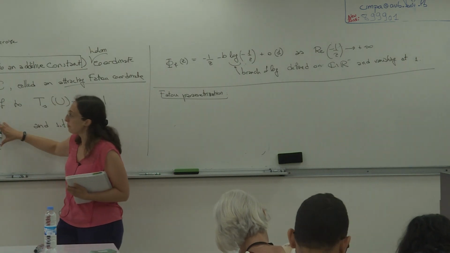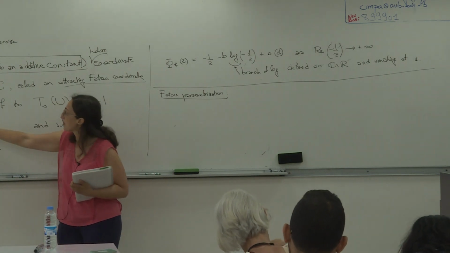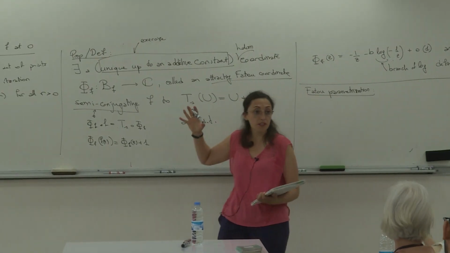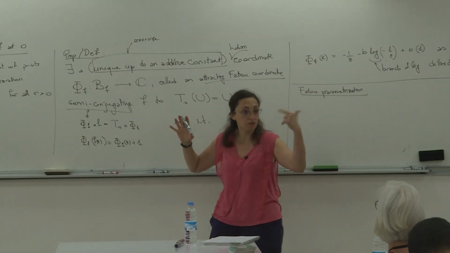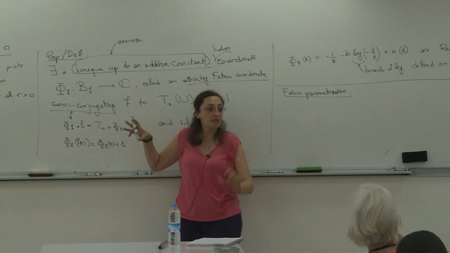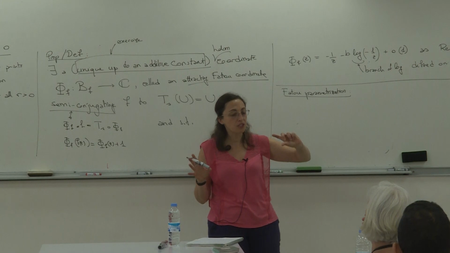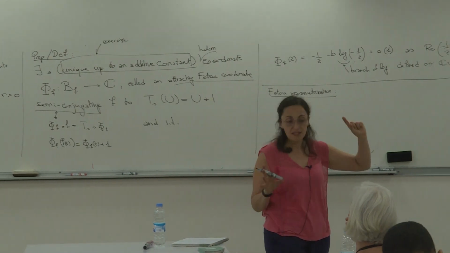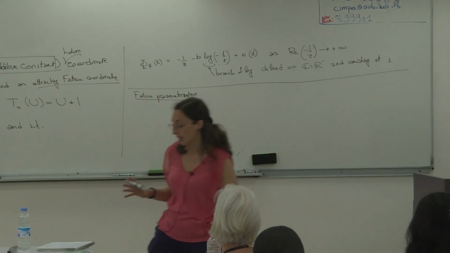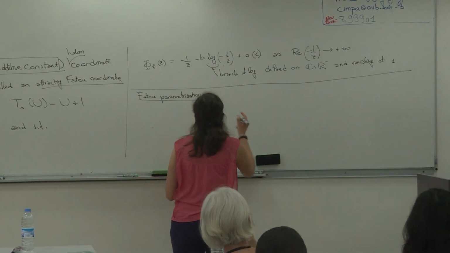On the repelling petal, what's going to happen is that you are going to have a repelling Fatou coordinate, which is going to be an attracting Fatou coordinate for the inverse. So I will have f inverse here. Well, this is not quite well defined. What is well defined is the parametrization, so it's inverse. And this is what I'm going to state.